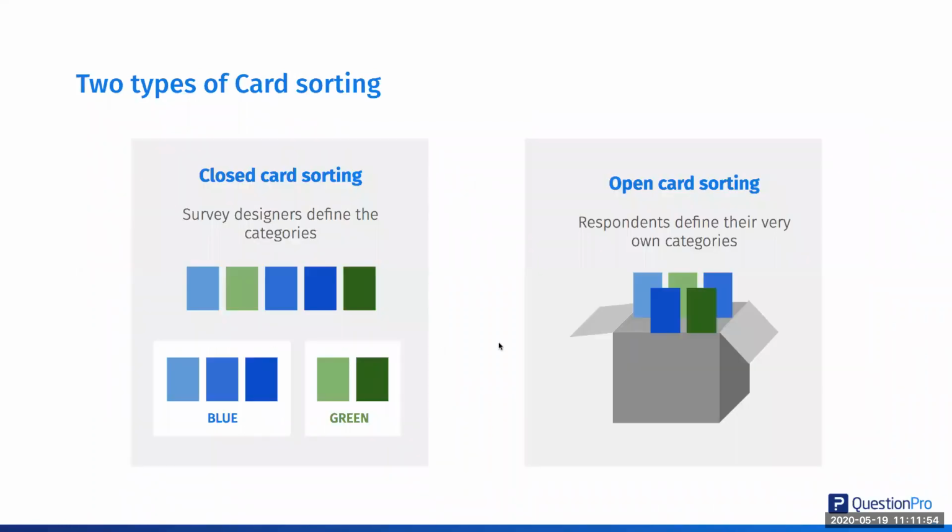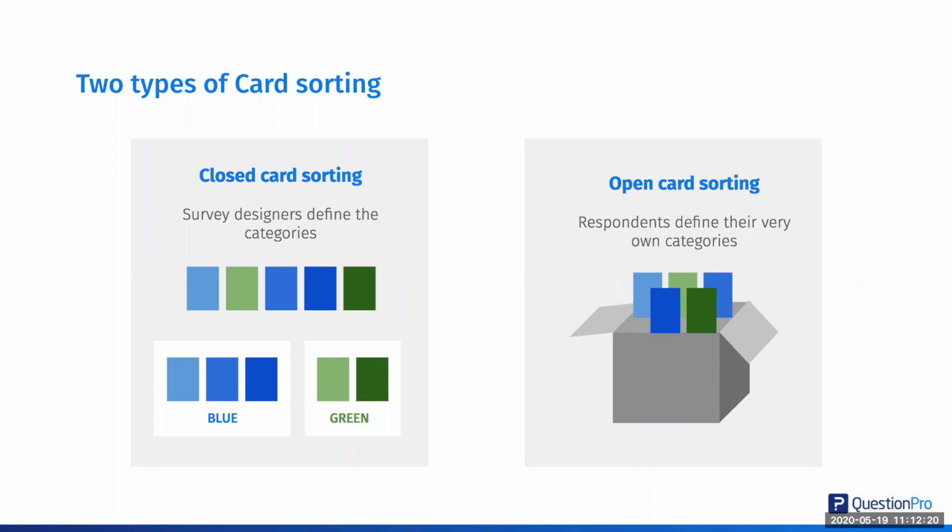So there are two main types of card sorting. There is closed card sorting, and then there is open card sorting. There is also the option to do a blend of both, but we're going to just keep these mutually exclusive today. That way you can understand the difference between the two. Having said that, these two can go hand in hand.